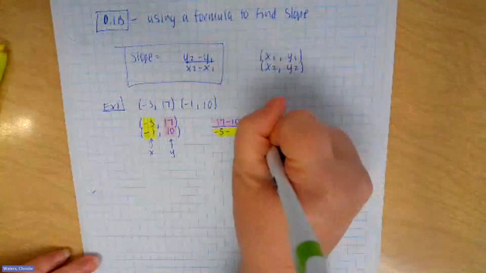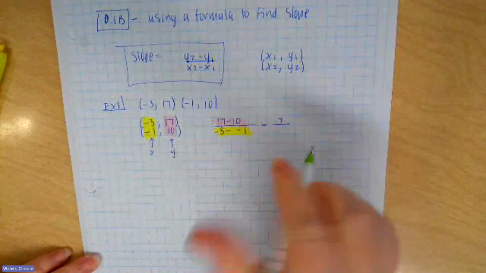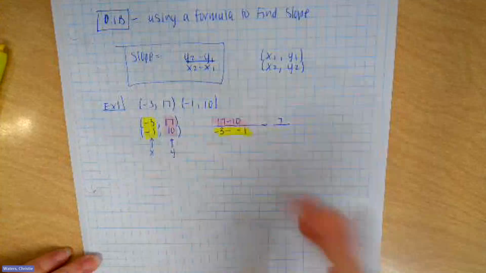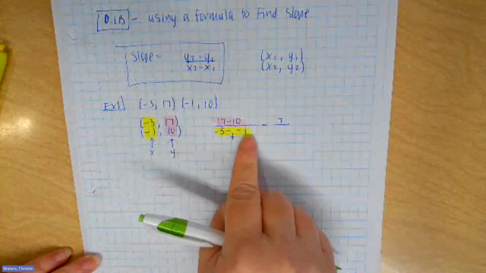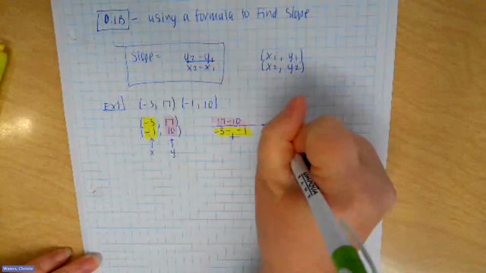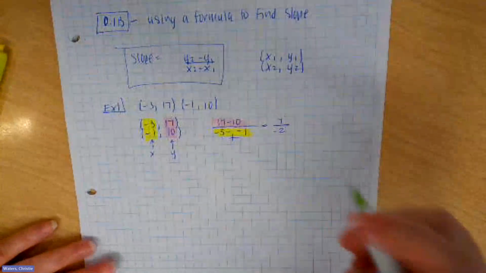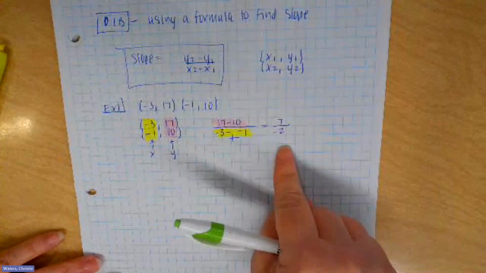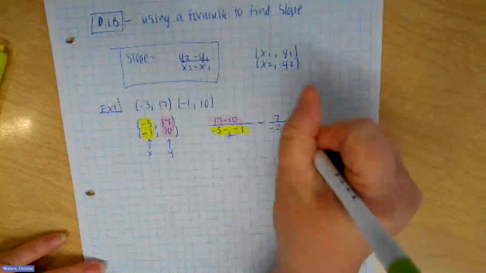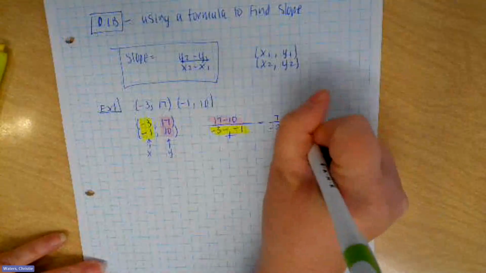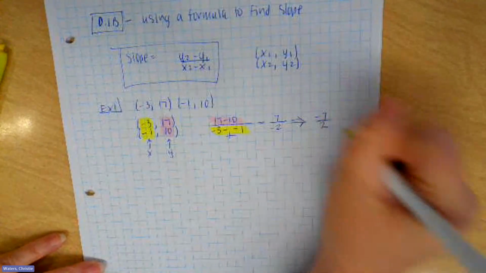So now we need to simplify this. 17 minus 10 is 7. And then remember, minus negative simplifies to a plus. So -3 plus 1 is -2. Now, while we're on this problem, I want to mention something, that this is a negative slope because there's a negative number in my slope here. But this is the same exact answer as -7 over +2.